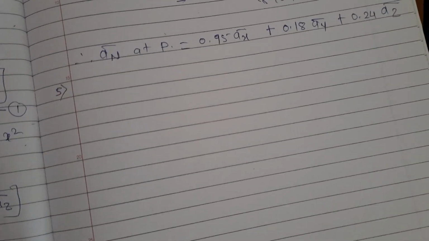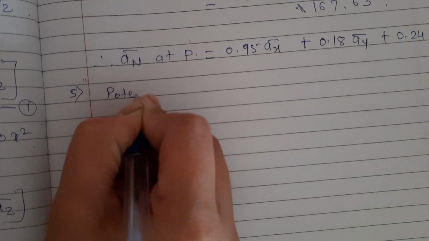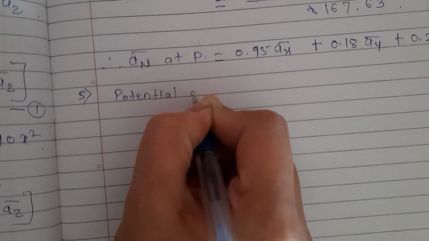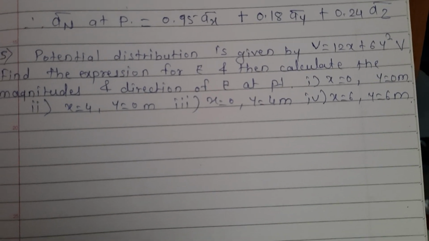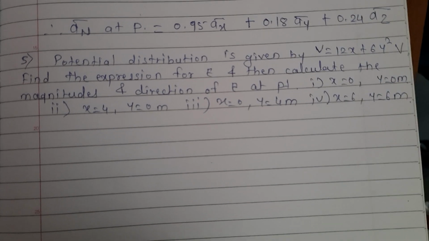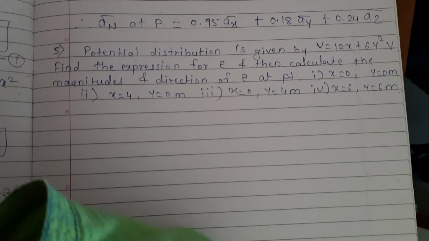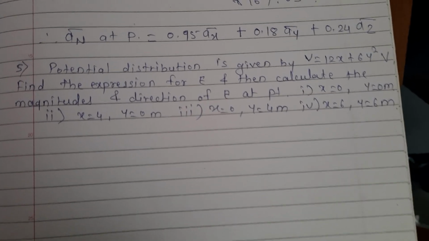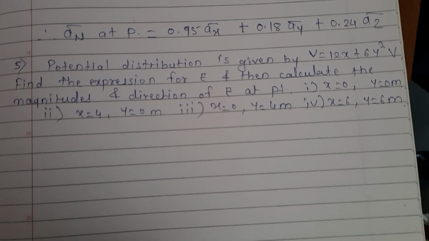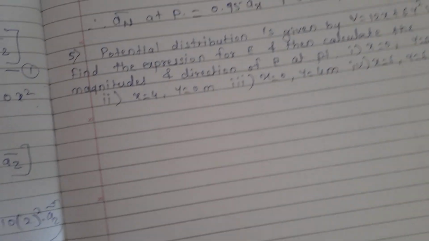So the next problem, the potential distribution, potential difference is given by V is equal to 12x plus 6y square volt. Then find the expression for E and then calculate the magnitude and direction of E at point first (x0, y0), second (x4, y0), third (x0, y4), and the fourth (x6, y6).